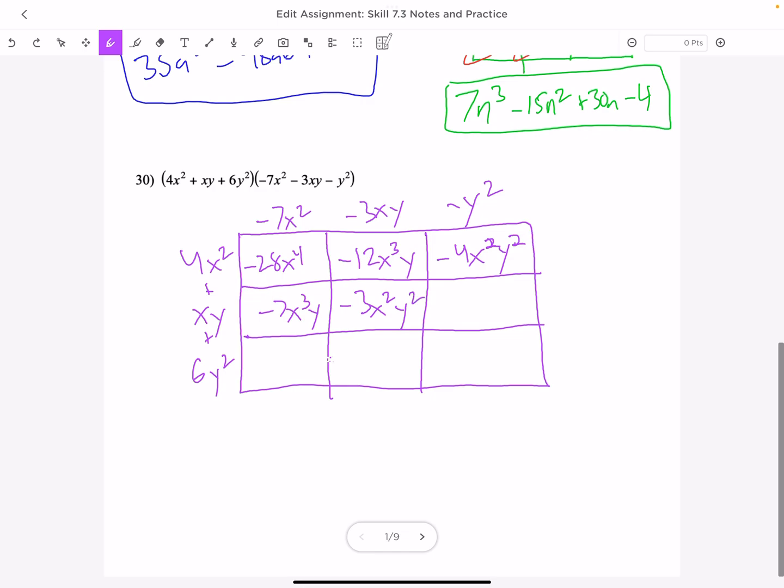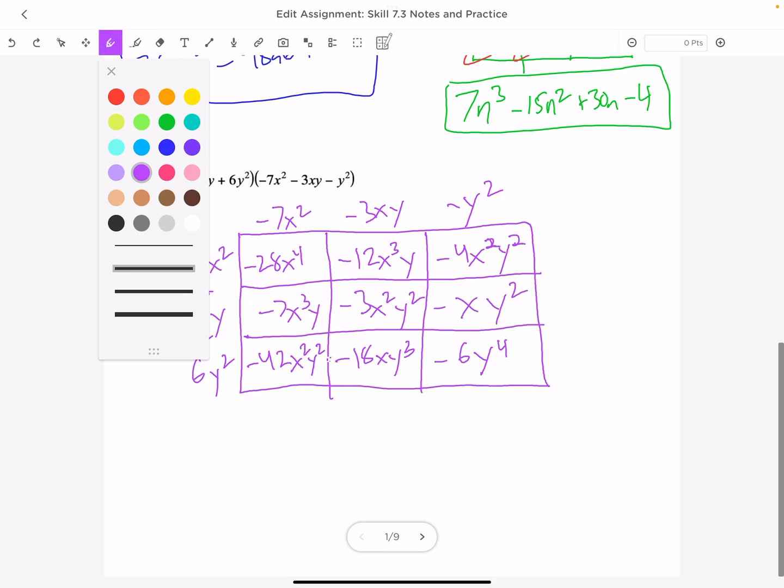And then negative xy squared. And then finally here, I have 7 times 6 is 42, so this is negative 42 x squared y squared. This is negative 18 x y to the third. And finally, negative 6 y to the fourth. Now, interestingly, every single box is negative, so we could actually factor out a minus 1. I'll wait and do that in the end.